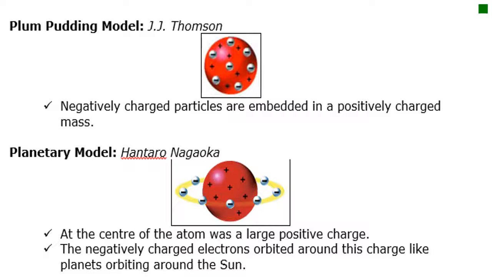A couple of other models are Thomson's plum pudding model, where the negatively charged particles are embedded in a positively charged mass, kind of like plums in pudding. The planetary model by Nagaoka suggests that the center of the atom is largely positive and all of the electrons orbit around it, much like the planets orbit the sun, or the moon orbits the earth.